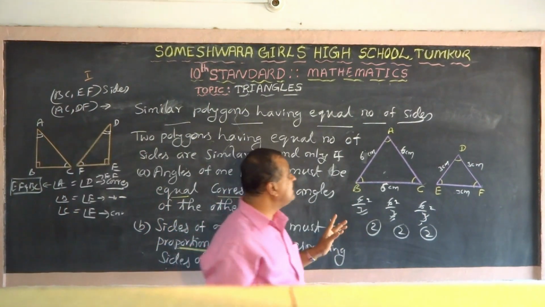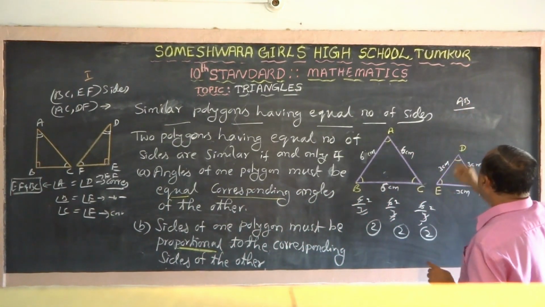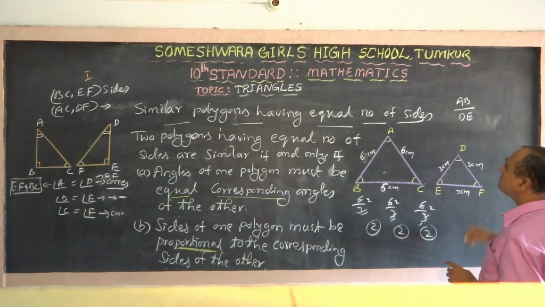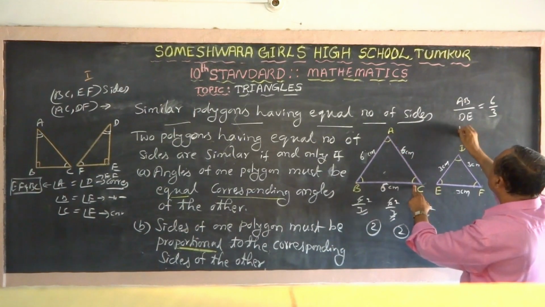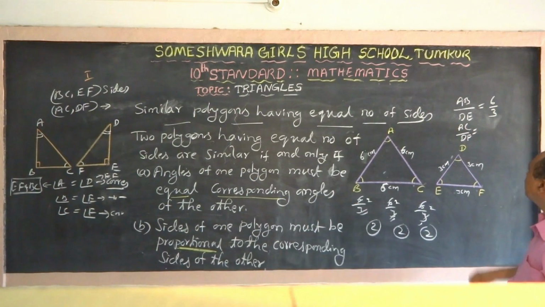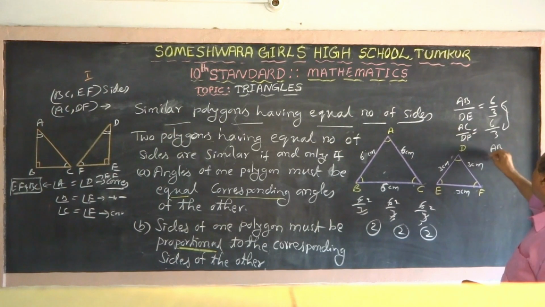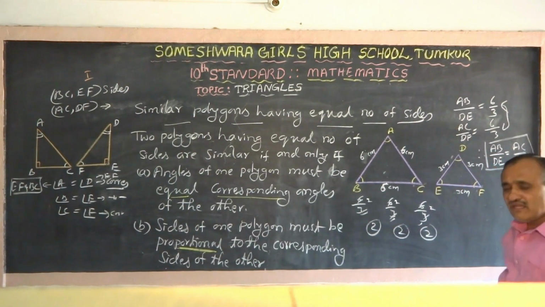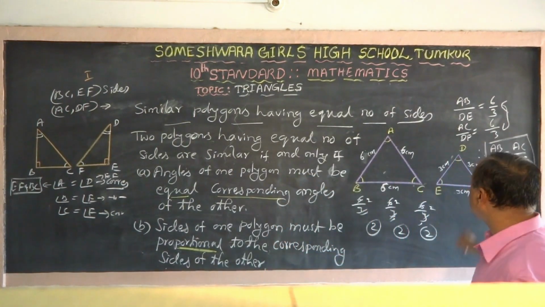Proportional means, for example, AB by DE, they are corresponding sides. It is 6 by 3. Now AC by DF. How much is AC by DF? 6 by 3. These two are equal. Hence we say AB by DE is equal to AC by DF. If two ratios are equal, then we say they are in proportion.